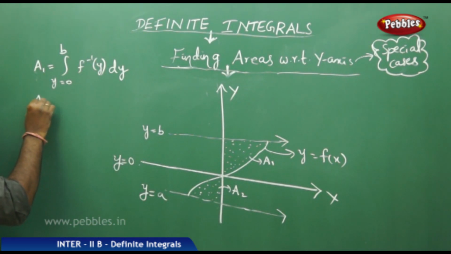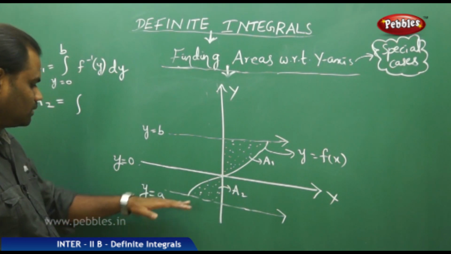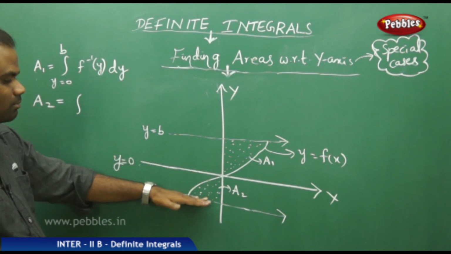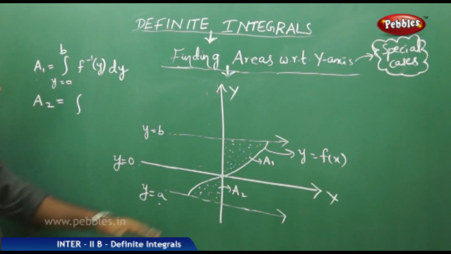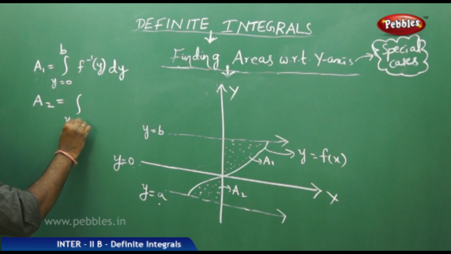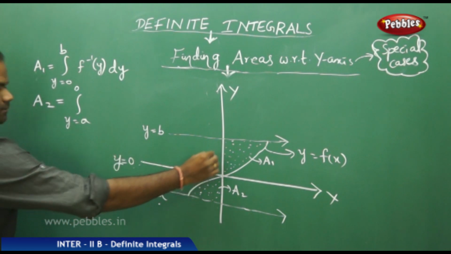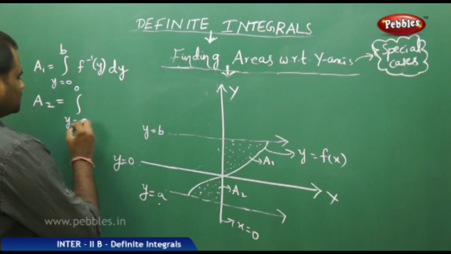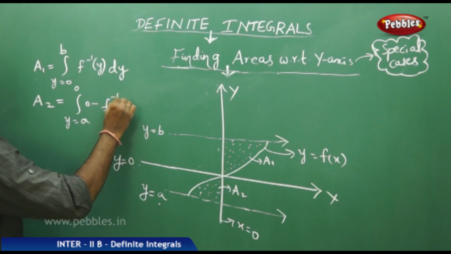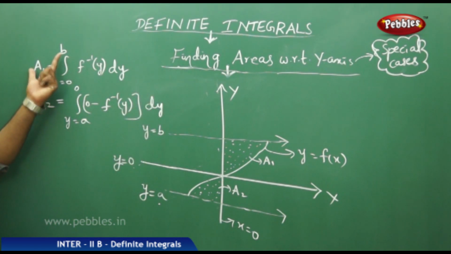Similarly, when I take a2, the lower limit is a and the upper limit is 0, because when you start from down, this is the lower limit and this is the upper limit. So I have y equals a to 0 of the upper curve minus lower curve dy. The upper curve is x equal to 0, because here the y-axis is the upper curve. And therefore we add a1 and a2, then we get the required area.